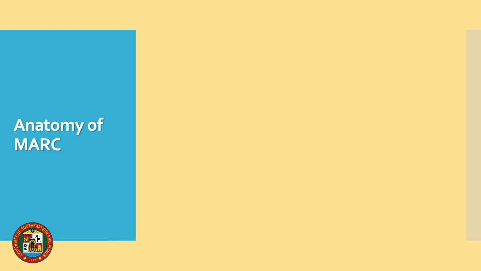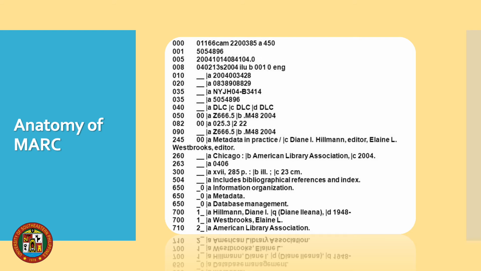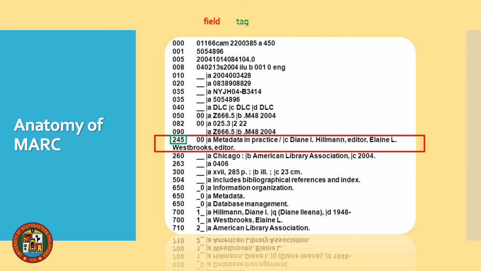Here's the anatomy of a MARC record. The red box is called a field. Each bibliographic record is divided logically into fields. There is a field for author, title, publisher, and so on. Each field is associated with a 3-digit number called a tag, which is in the green box. A tag is an identification of a field. An example is tag 020, which is ISBN. Instead of writing the words International Standard Book Number, tag 020 is assigned to make it short.